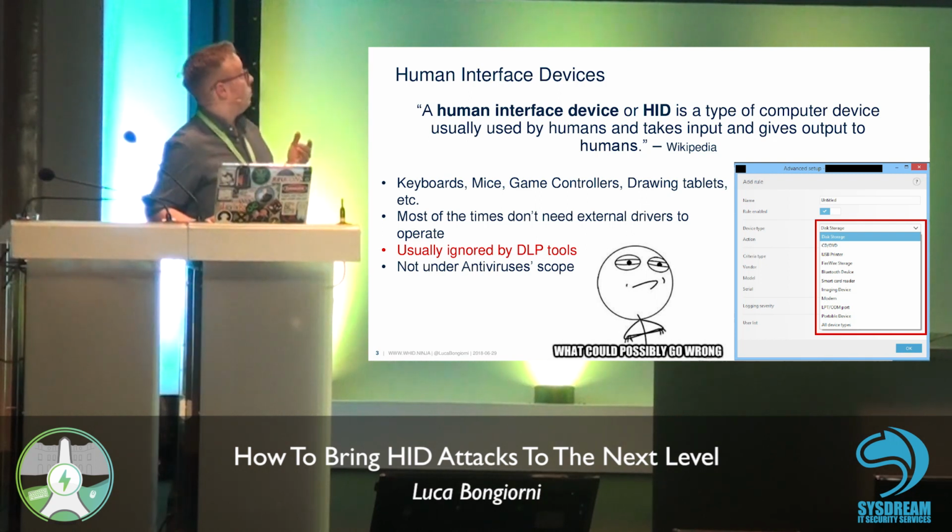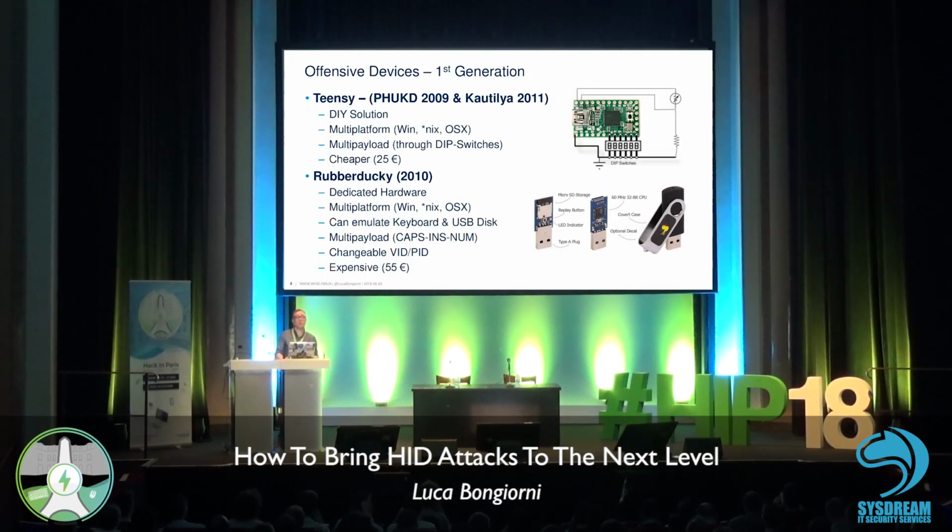Most of you probably know the first generation of HID offensive devices, like the most common one, shown also in the Mr. Robot TV series, the Raspberry Pi. Raspberry Pi was and is dedicated hardware which can be used on multiple platforms because it depends on the payload. So it's compatible with Windows, Linux, OS X, and so on. It has multiple payloads and the ability to change VID and PID.